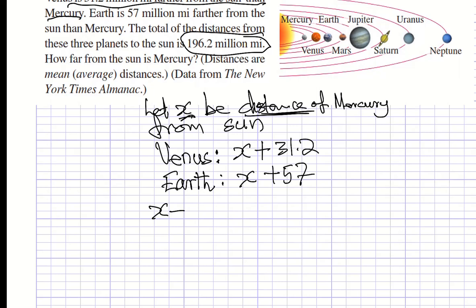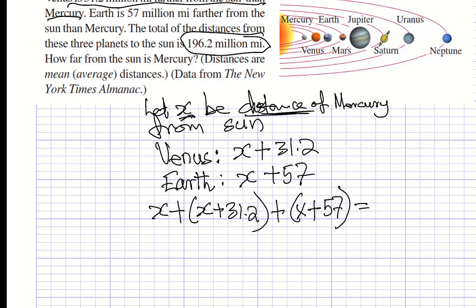What they're saying is x plus 31.2 plus x plus 57 equals 196.2. Okay. Now notice that we have numbers with decimal points, right? If you look at them carefully, it's 1 decimal point. So when you have 1 decimal point, you try to end up with 1 decimal point. You don't want to end up with 2 decimal points when you only have 1. That's the rule of thumb.